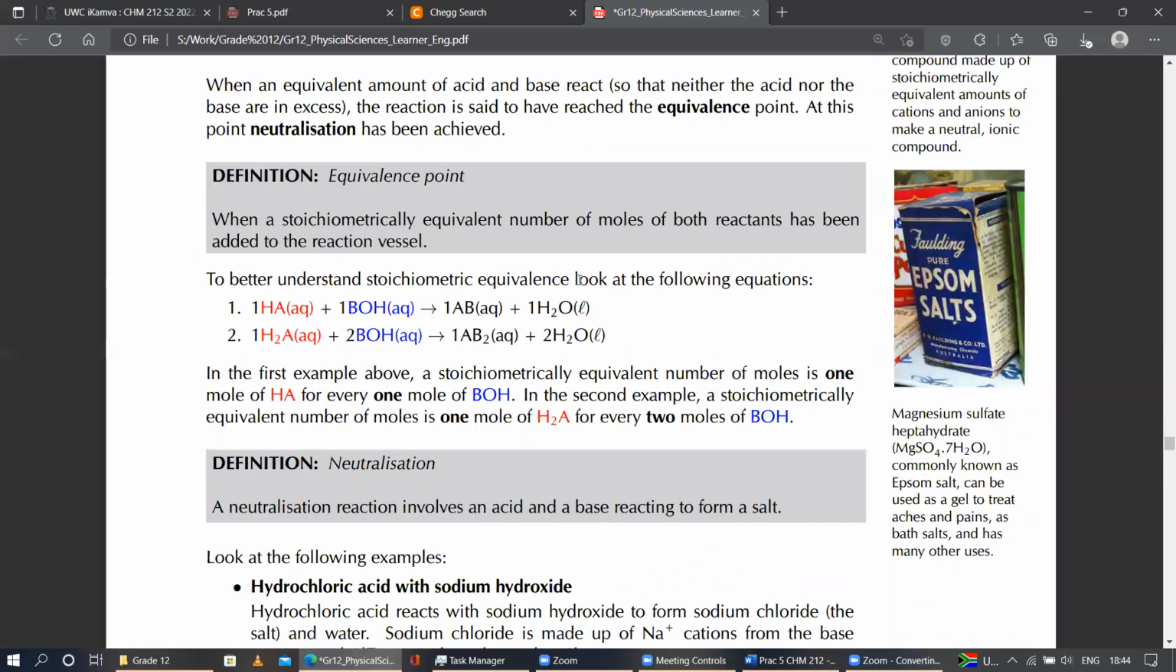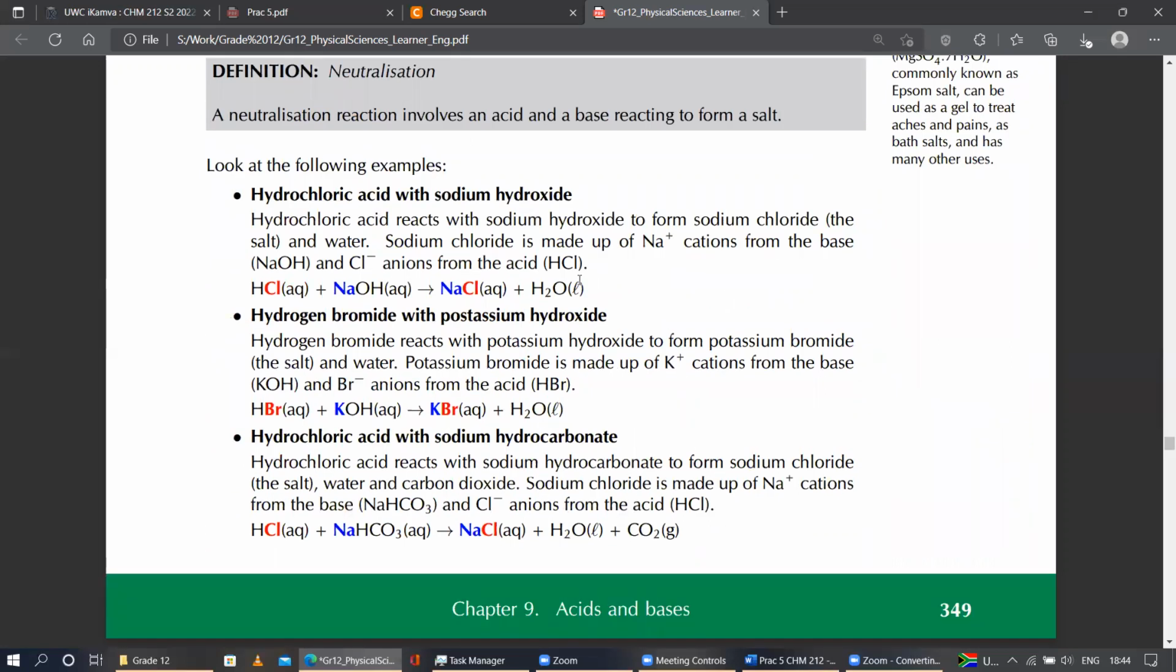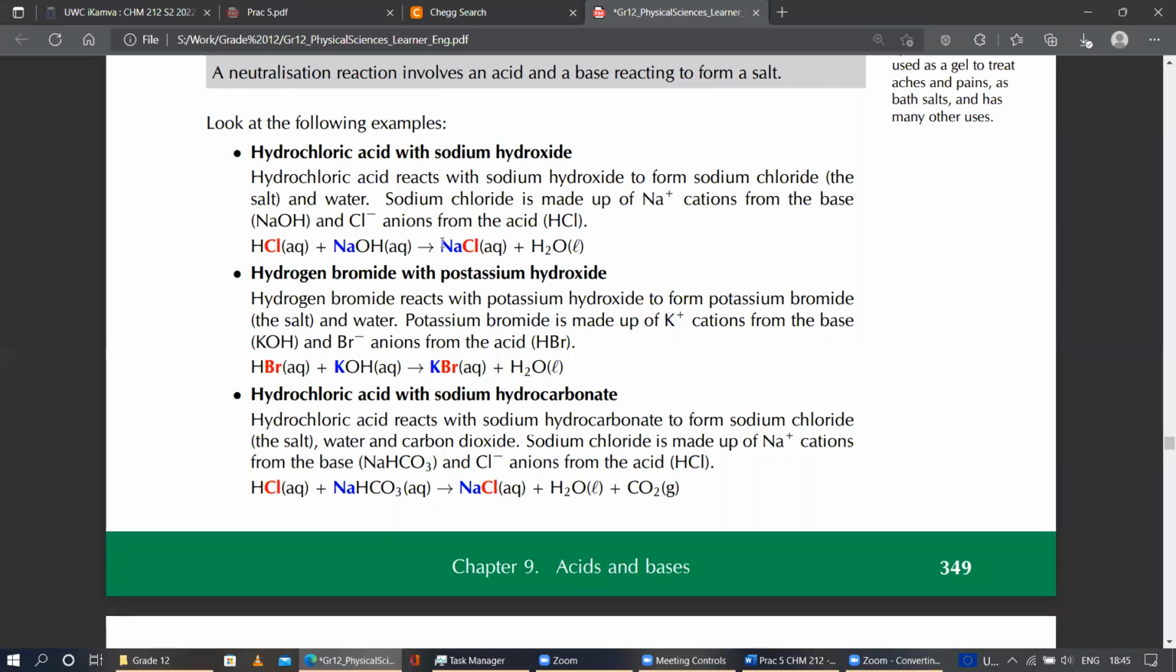So basically, when it comes to neutralization, our products are going to be a salt and water, just as we can see with a strong acid and a strong base, where hydrochloric acid reacts with sodium hydroxide. That's going to give you sodium chloride and water. Same as here. So these are salts.